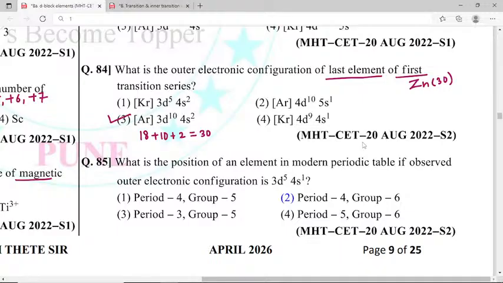The other options are wrong. This one with 5s1 is incorrect, this is krypton. 3d9 is not correct. Krypton again is incorrect.